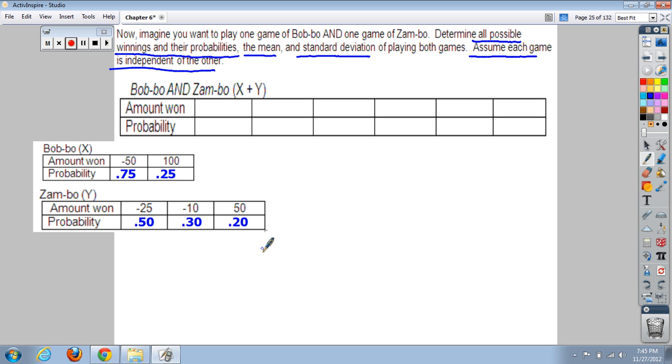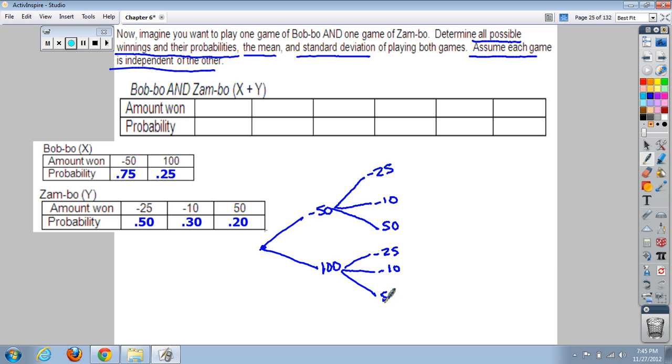Now let's say when we first play Babbo, we're either going to lose 50 bucks or make 100 bucks. And if we lost 50 bucks and now we're going to play Zambo, there are three outcomes that could happen at Zambo. We could lose 25 bucks, lose 10 bucks, or make 50 bucks. And if we'd won Babbo and then we played Zambo, we either lose 25, lose 10, or make 50. Alright, now let's figure out money-wise, overall, after playing both games.